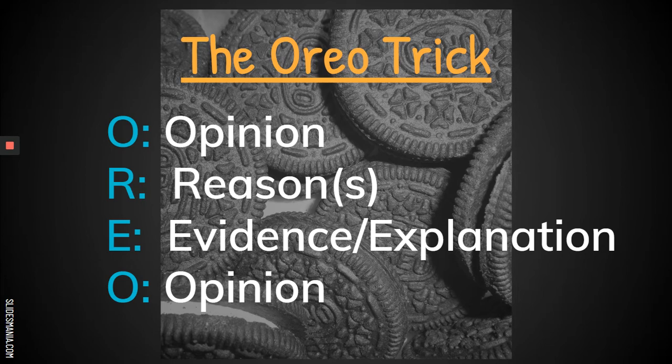You start off by providing your opinion or your topic sentence. You then provide reasons for your opinion or your stance on the topic. You next need to provide evidence and examples and explanation for why your reason is valid. You then restate your opinion or topic sentence as sort of a conclusion to your essay.